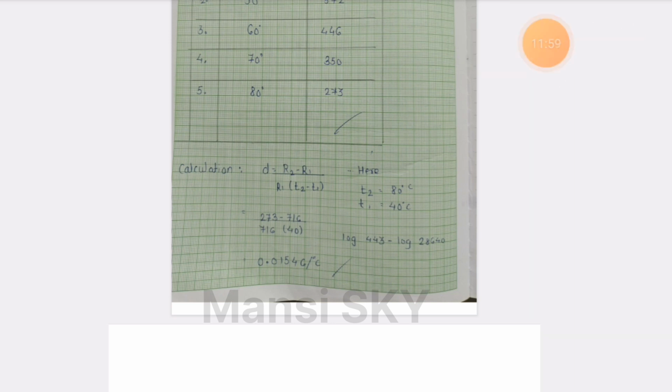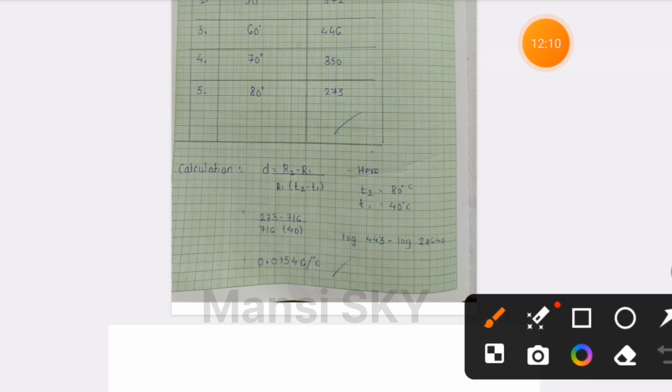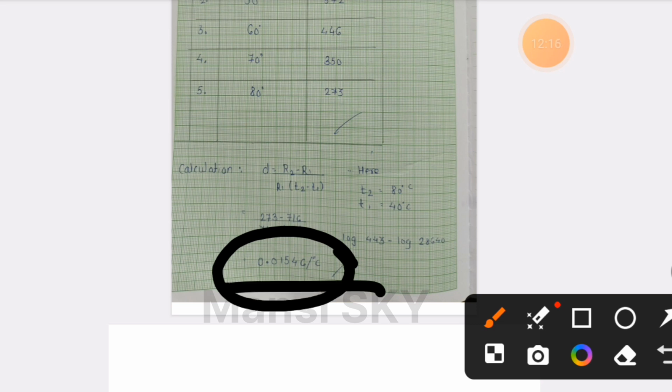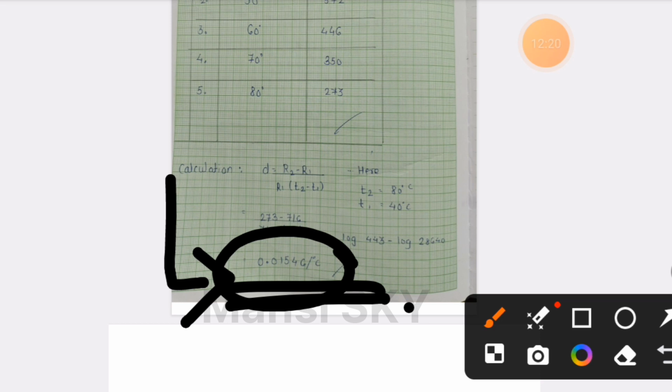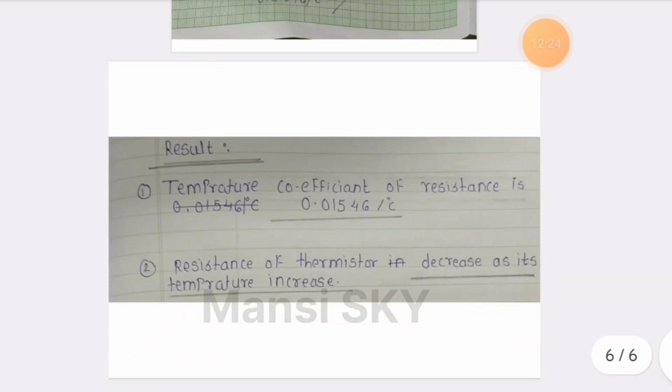Okay, so by calculating and finding all the values and dividing, we got the answer for our coefficient of resistance. What is our coefficient of resistance? The value of our coefficient of resistance is nothing but 0.0146 per degree Celsius. So this is our answer for alpha, the coefficient of the resistance. At the last page we have the result.